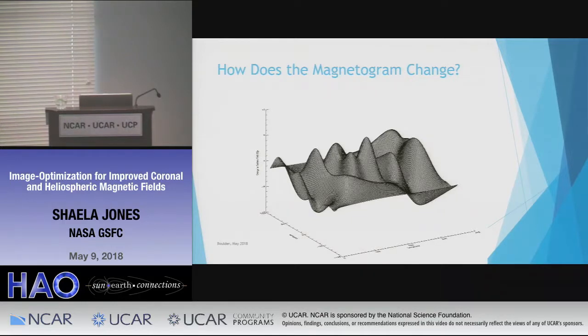And then a lot of people ask, well, what actually happened to the magnetogram? Has it changed a lot? And so this was done with GONG magnetograms, where the dynamic range is typically something like negative 400 to positive 400.